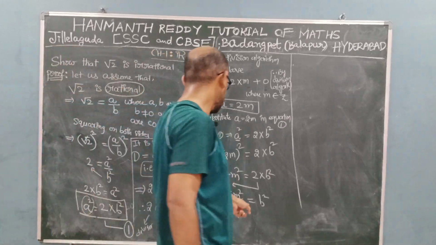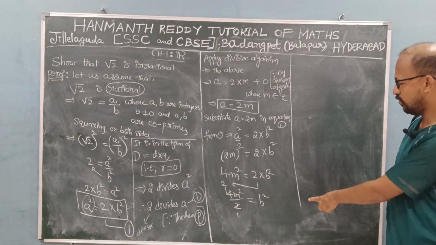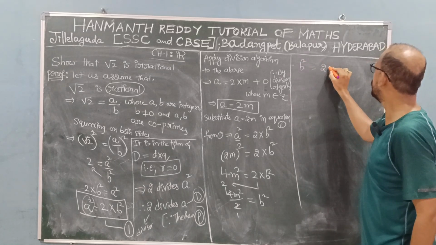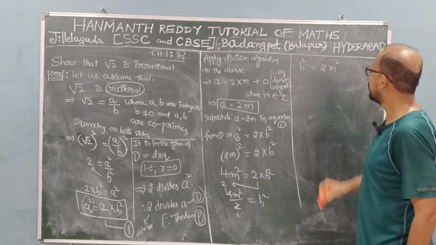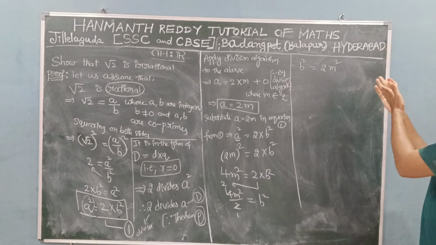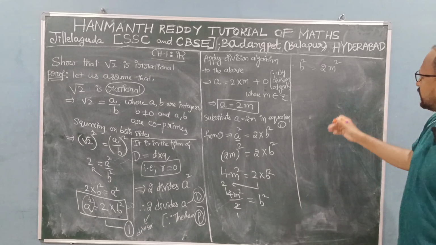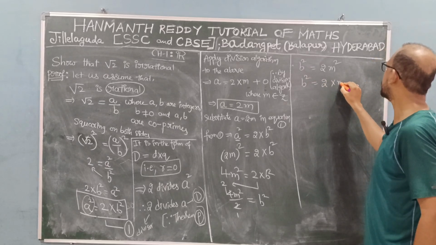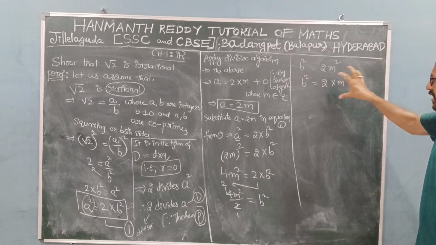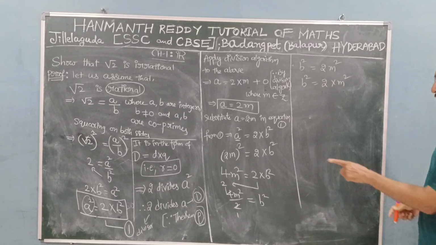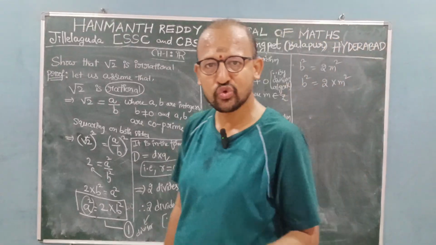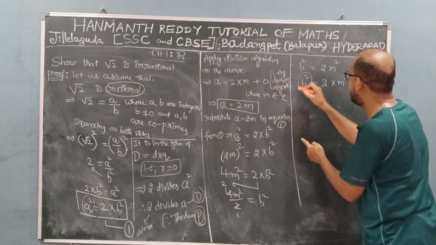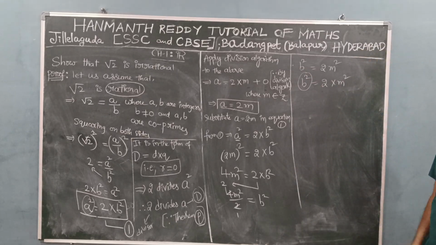Any doubt? Is it clear? Now what did I get? b square is equal to 2m square. Any doubt? Listen very carefully. That is nothing but in the form of b square is equal to 2 into m square, right? Now again see, it is looking like dividend equal to divisor into quotient, as it is. Take this complete number as dividend.